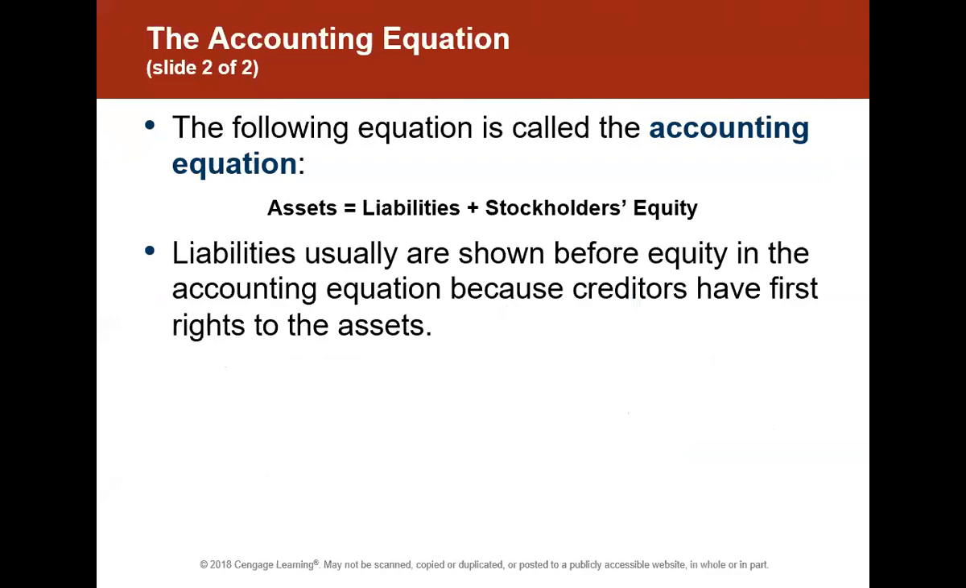So the big point of this accounting equation is that we have to stay in balance. Okay, it doesn't matter what we do. Every time we do a business transaction, this accounting equation has to balance. Assets should always equal liabilities plus equity. Okay.